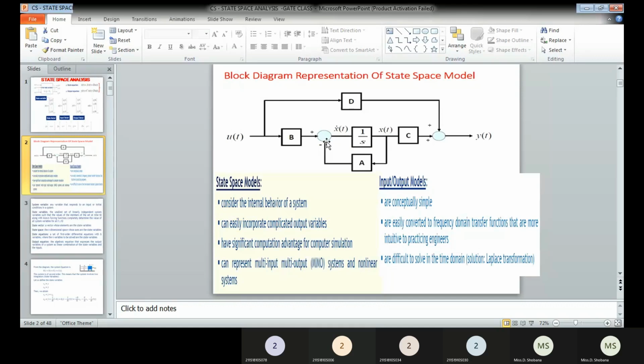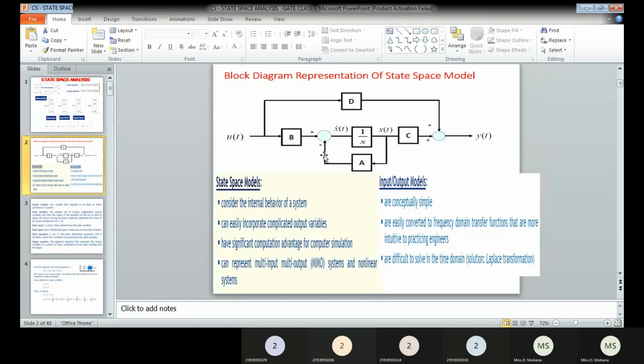Here we will have an adder. The adder is used to add two or more signals. Here you can have the input signal, which is given with the block gain B, and it is given to the state equation. The state equation is nothing but x dot of t is equal to A into x of t plus B into u of t. The output of the integrator will be x of t. We sample the feedback signal from x of t, and it is given to the block gain A.